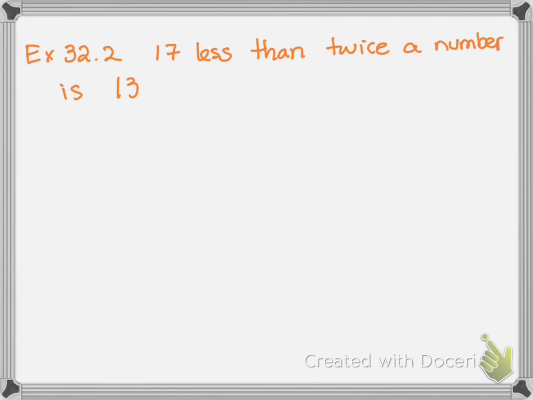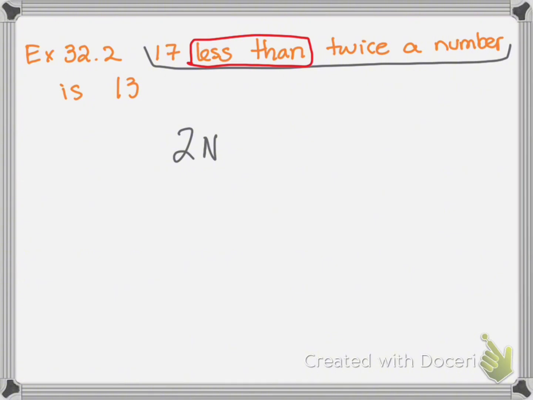32.2 says 17 less than twice the number. Again, this is a phrase that we've been working with and that we should know how to translate now. Remember that when we see "less than," we said it was like a red flag. We have to remember that it goes after twice a number. So I first put twice a number, and I'm going to put 2n in this case just to practice. So twice a number, 17 less than. So 17 less than is minus 17.